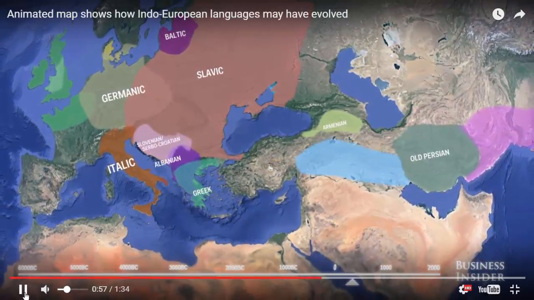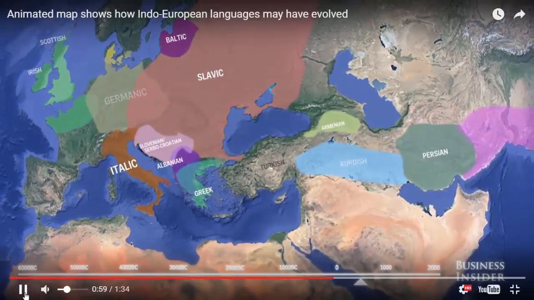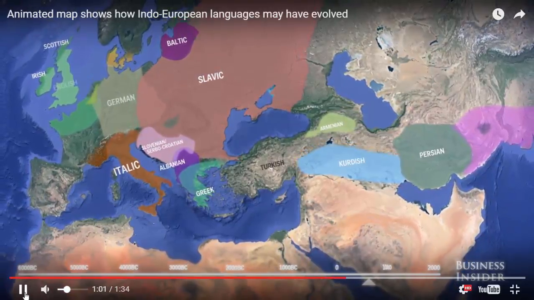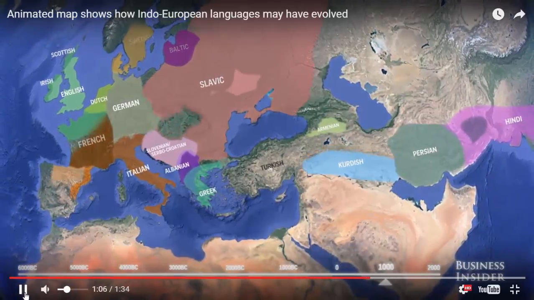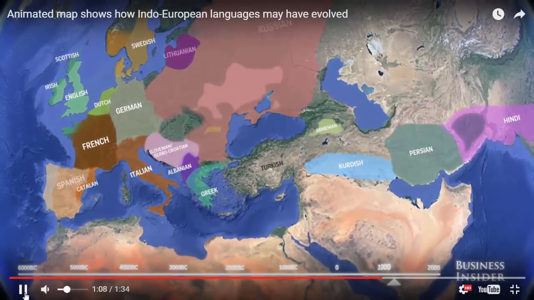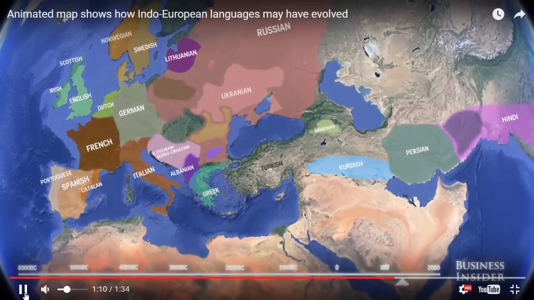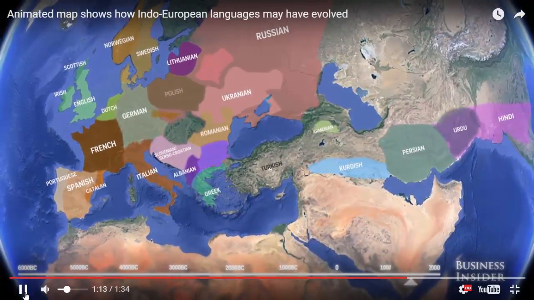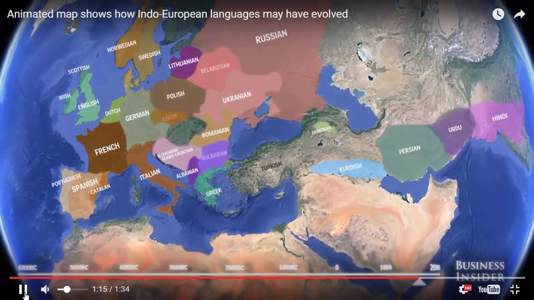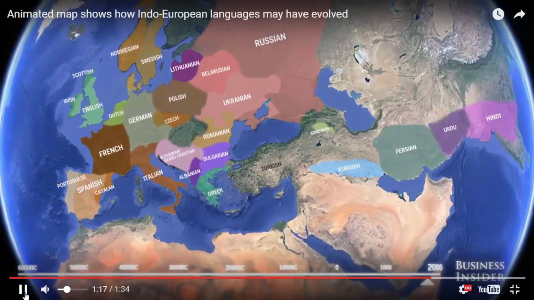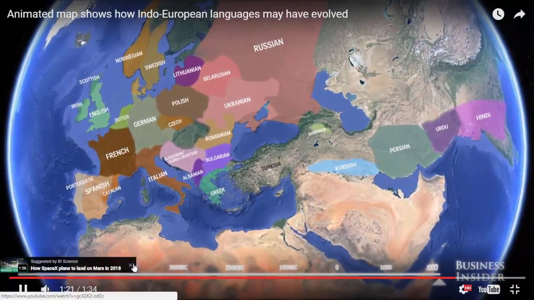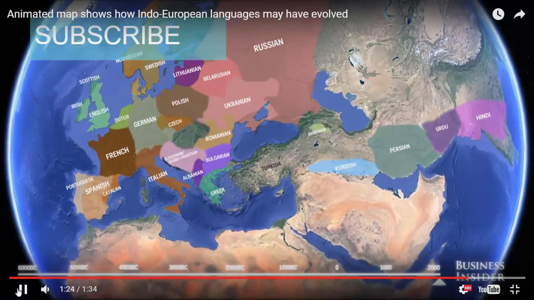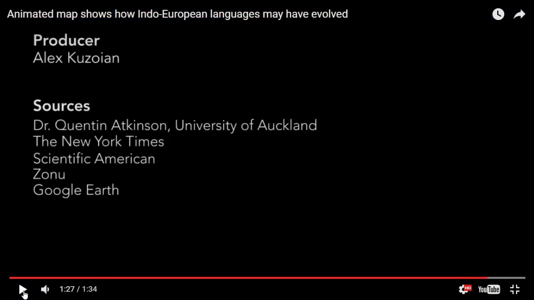Got some funkadelic music going on here. What's that? Like that beat. Individual groups and families and individual languages are being formed here. Interesting, right? Fascinating stuff.